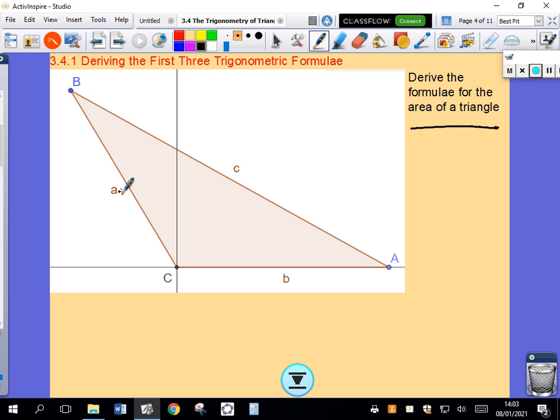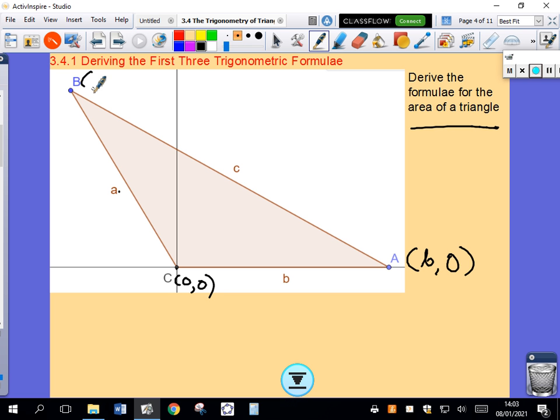Any triangle can be placed with one of its vertices in the standard position. Here I've put C in the standard position with the vertex at the origin and one side along the positive x-axis. The coordinates for this point A would be whatever the length of b is, comma 0. The coordinates of C are of course 0, comma 0. It's at the origin. Why? Because I've chosen to put it there.